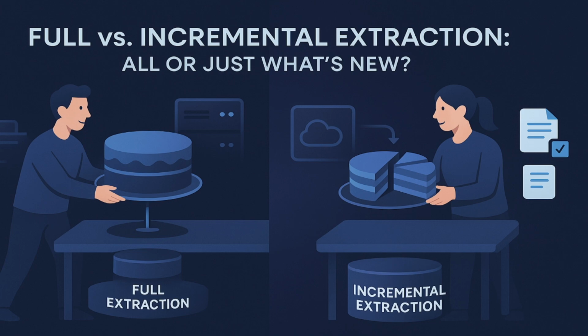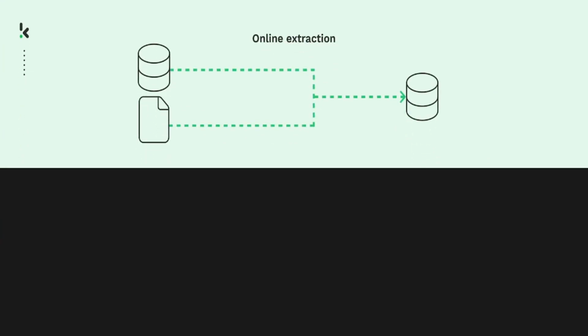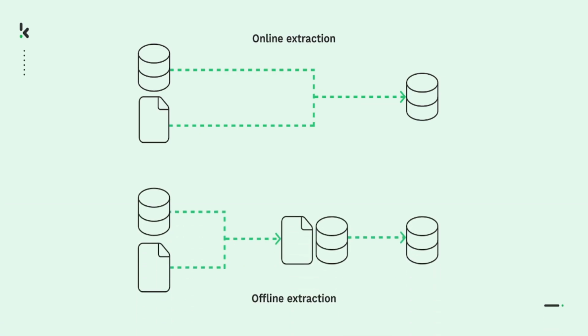Now for how the data gets out, that's the physical side. With online extraction, you pull the data straight from the source system. Boom, live access. With offline extraction, the source system gives you a file or a dump, like saying, here's the data, take it from here.